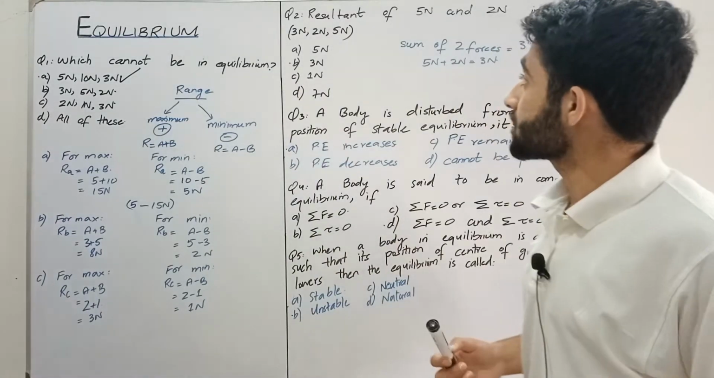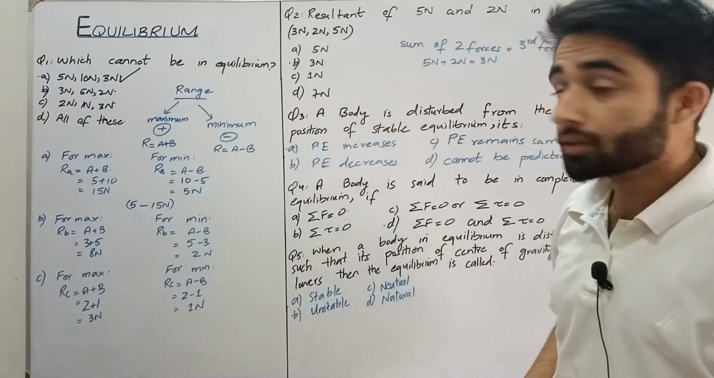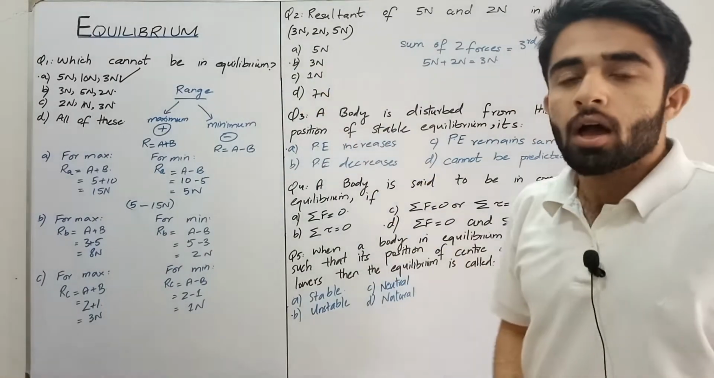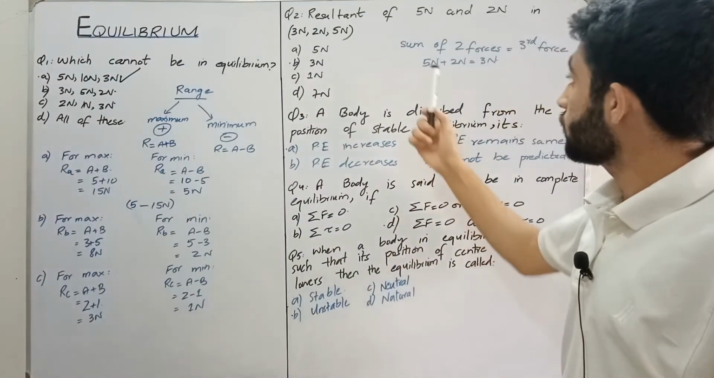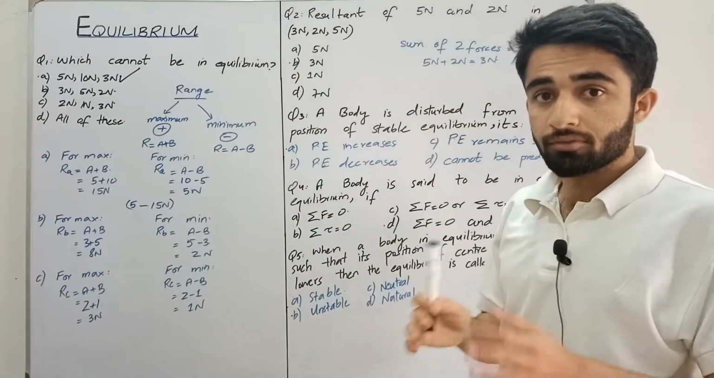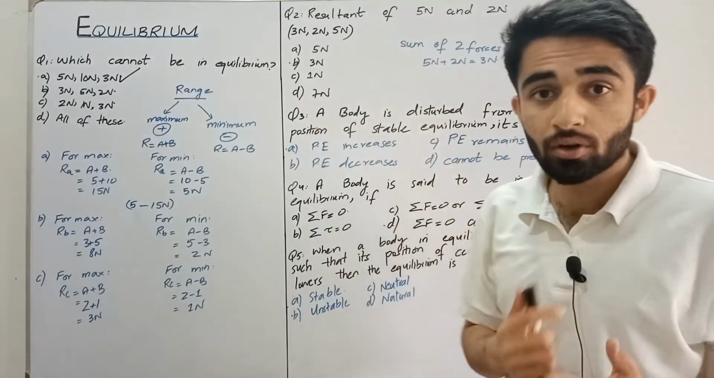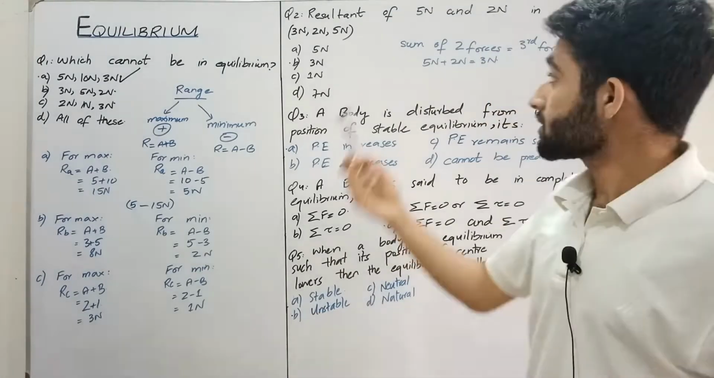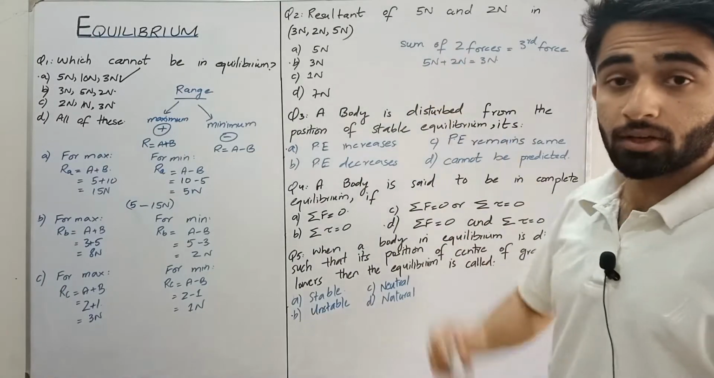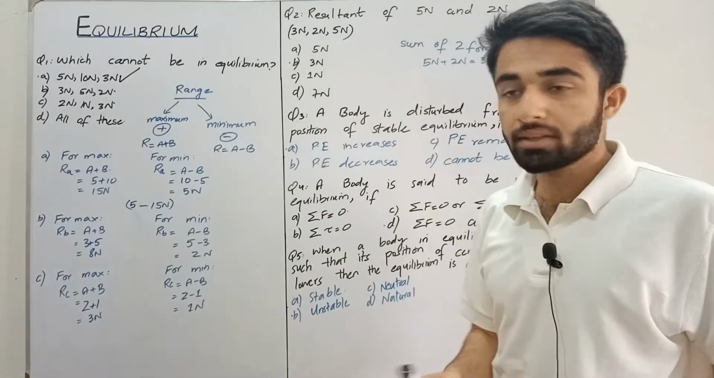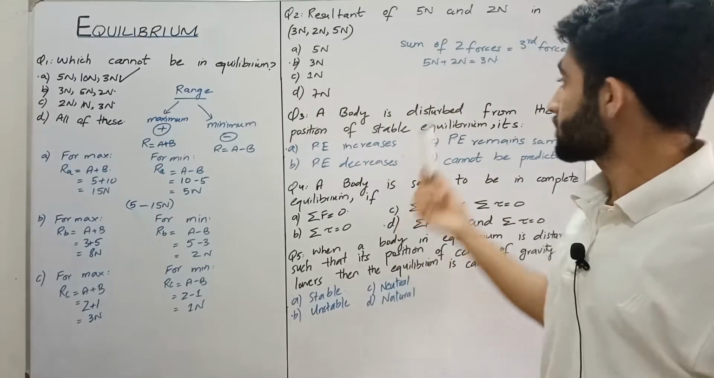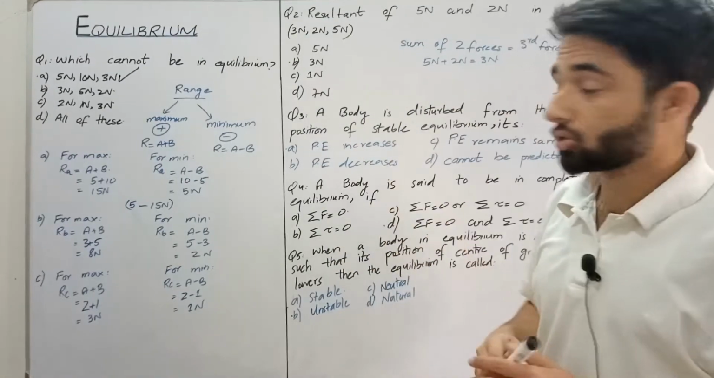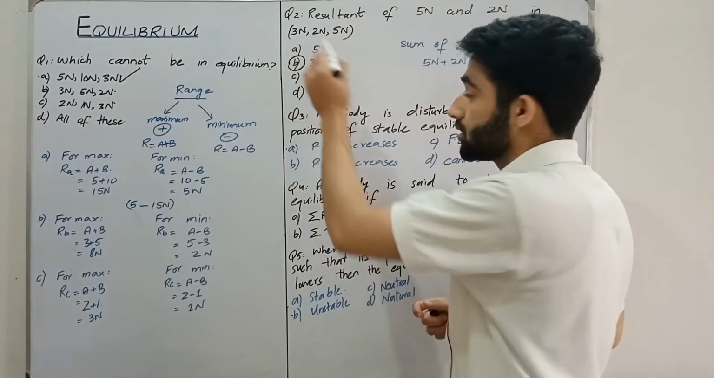Next MCQ statement: the resultant of 5 Newton and 2 Newton in this set, 3 Newton, 2 Newton and 5 Newton. We have studied that the sum of two forces is equal to the third force if the forces are in equilibrium. So the sum of 5 Newton and 2 Newton, which is their resultant, is equal to the third force, which is 3 Newton. So from these options, the correct option for this MCQ is 3 Newton, which is B.